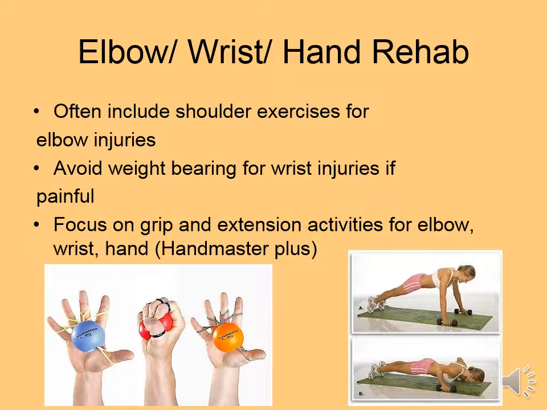We want to focus on grip and extension activities for elbow, wrist, and hand. One tool that I really love for this is called a Handmaster Plus. It's a little stress ball that you can squeeze for the finger flexors, and attached through it, actually going through the middle of the ball, are these little rubber band things that you can loop over your fingers to strengthen the finger extensors. This picture actually shows all the different resistance levels. The blue is the least resistance, red is medium, and orange is hard. I've used these for years and I really like them.